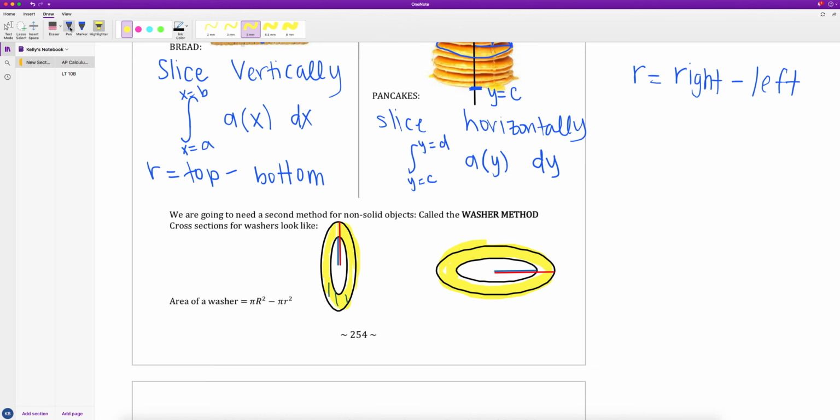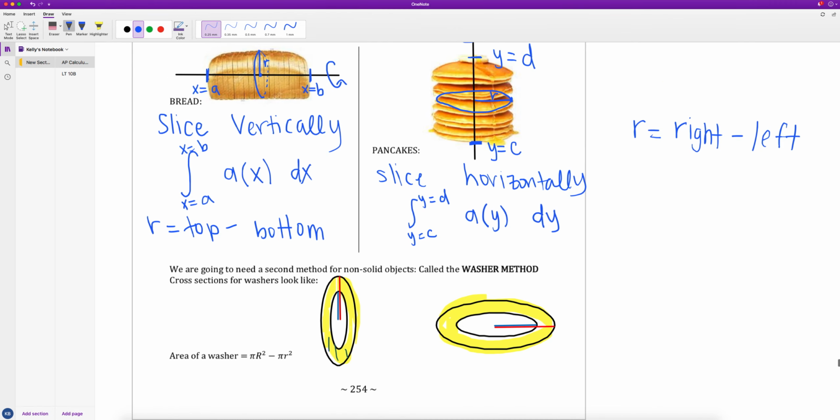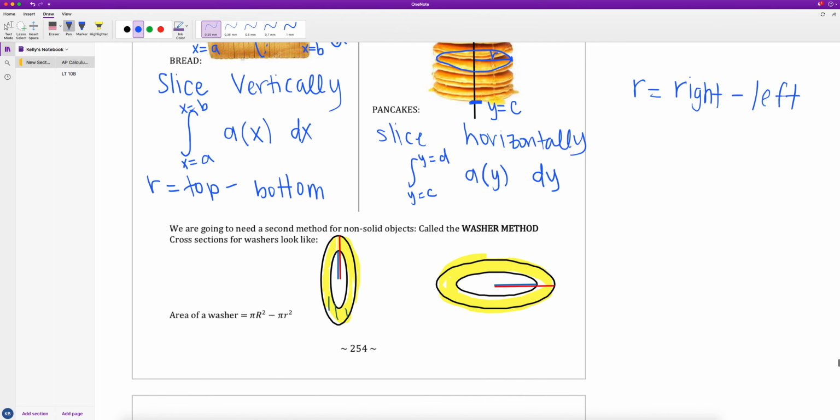The only difference now is that I don't have one radius. When I looked at my solid disc up here, I just had one radius because I had one circle. When I have a washer, I have two circles, one embedded inside the other. So I have what I'm going to call our little radius here. That guy is going to be our little r, our little baby radius. Then I also have the larger radius of the bigger circle, which I'm going to use a capital R for.